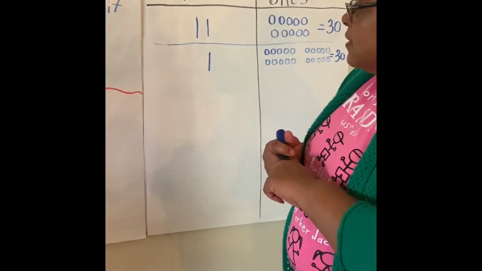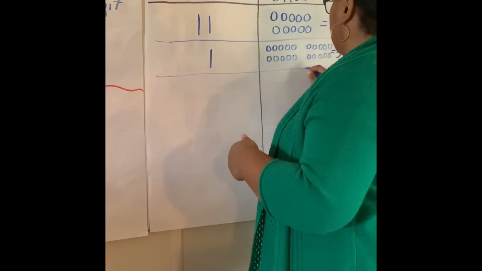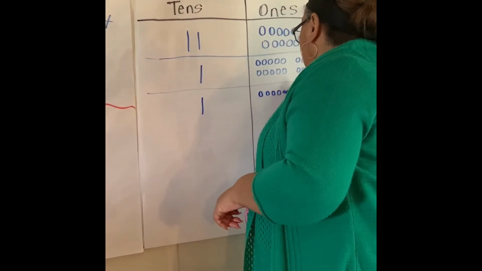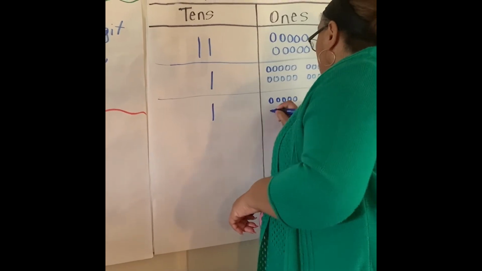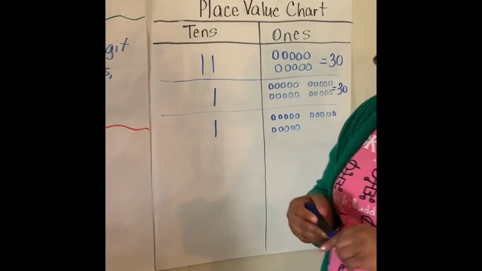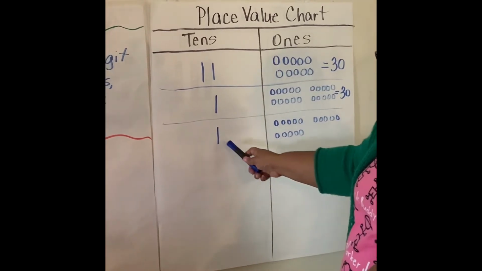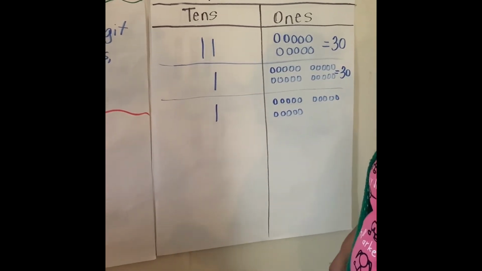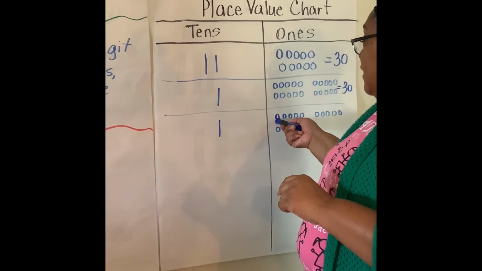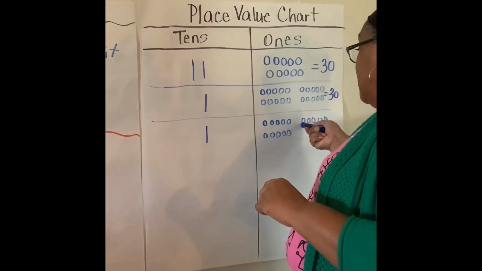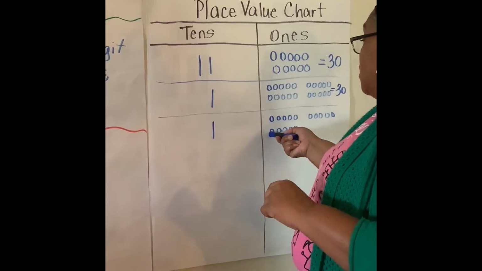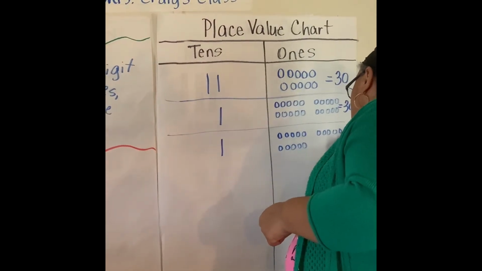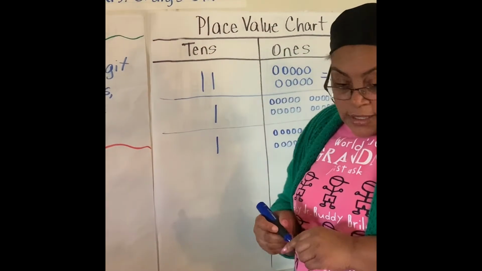Okay, boys and girls, let's look at this. If I have 1 10 and 15 ones, who can tell me what that number is? Think about it, boys and girls. I have 1 10 and I have 15 ones. I heard someone say that it was 25. Let's see. 10, 11, 12, 13, 14, 15, 16, 17, 18, 19, 20, 21, 22, 23, 24, 25. So, boys and girls, what is the number? The number is 25. Very good.